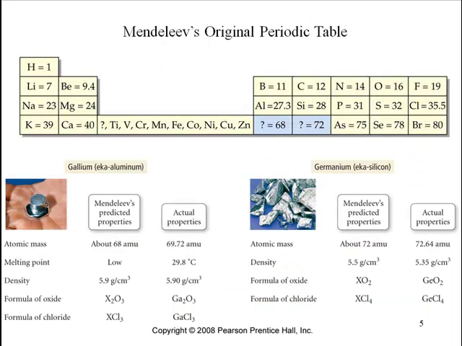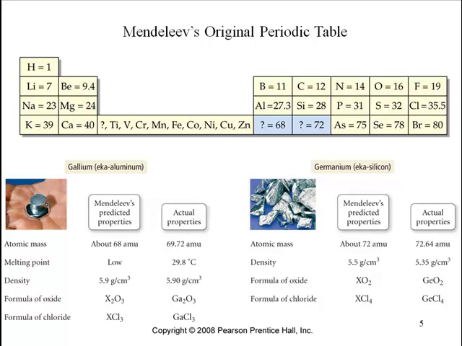Mendeleev's original periodic table had blanks for number 68 and 72. He predicted that 68 would have a mass of about 68 AMU. The actual properties were 69.72 AMU, low melting point, 29.8, density, 5.9. Formula of an oxide, X2O3, Ga2O3. Formula of a chloride was XCl3, GaCl3. Is that pretty close? Yeah, he was close on most of those.